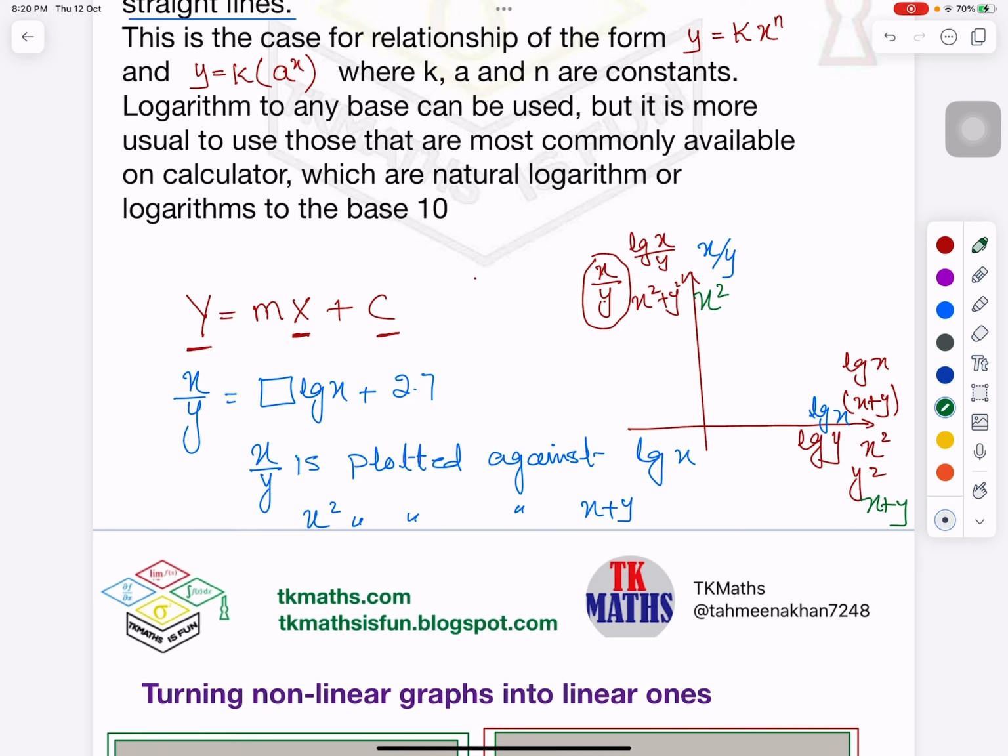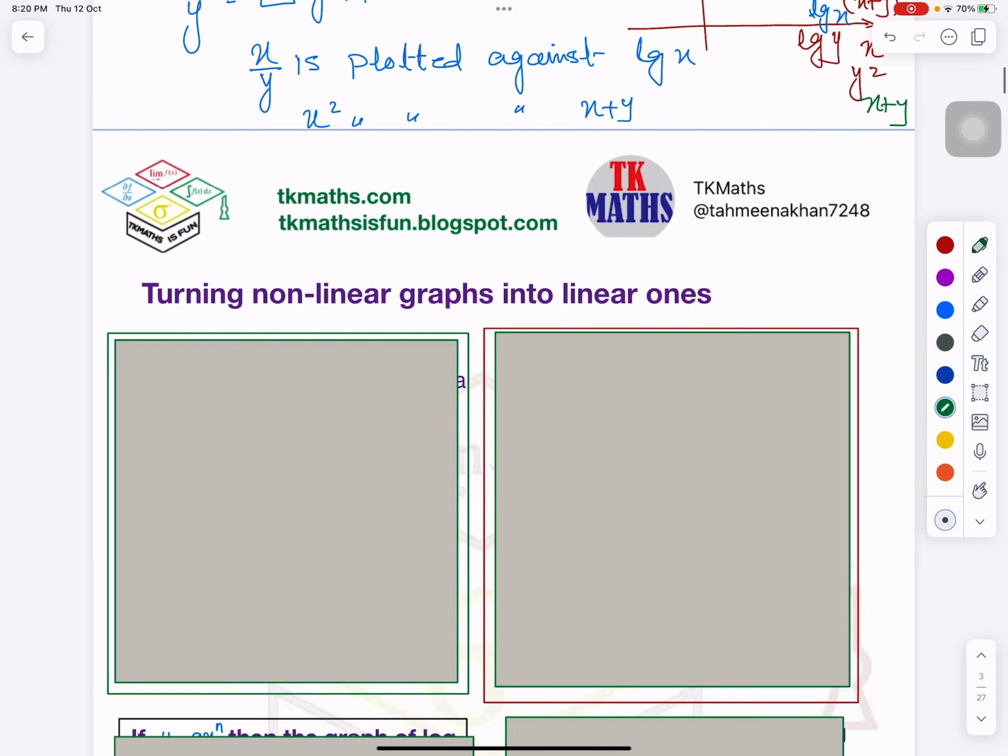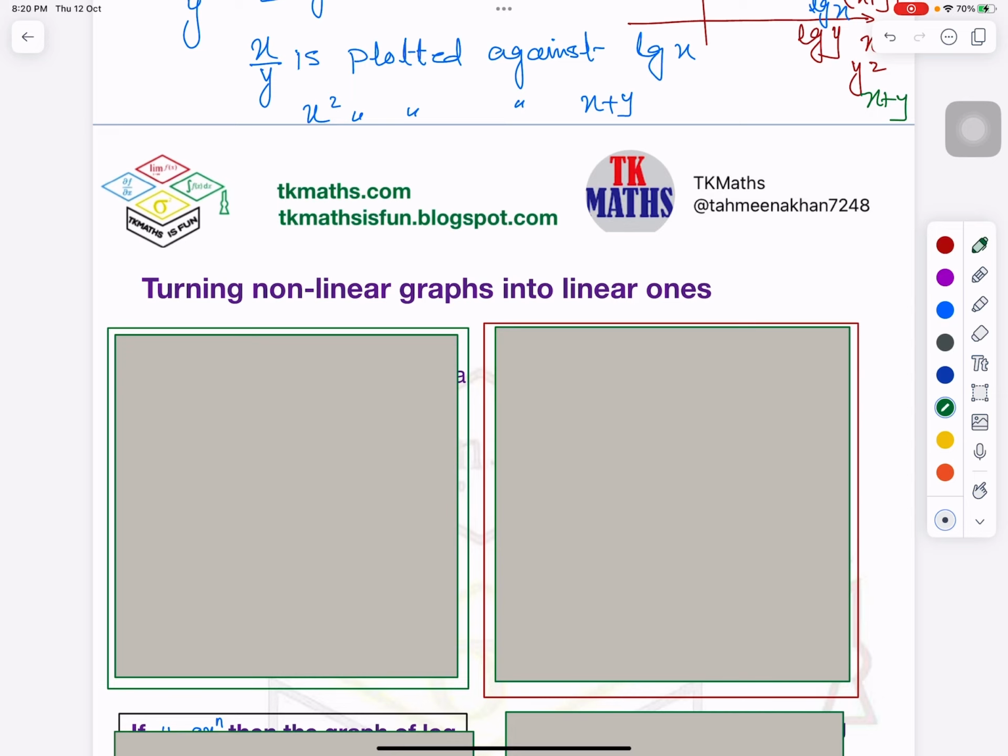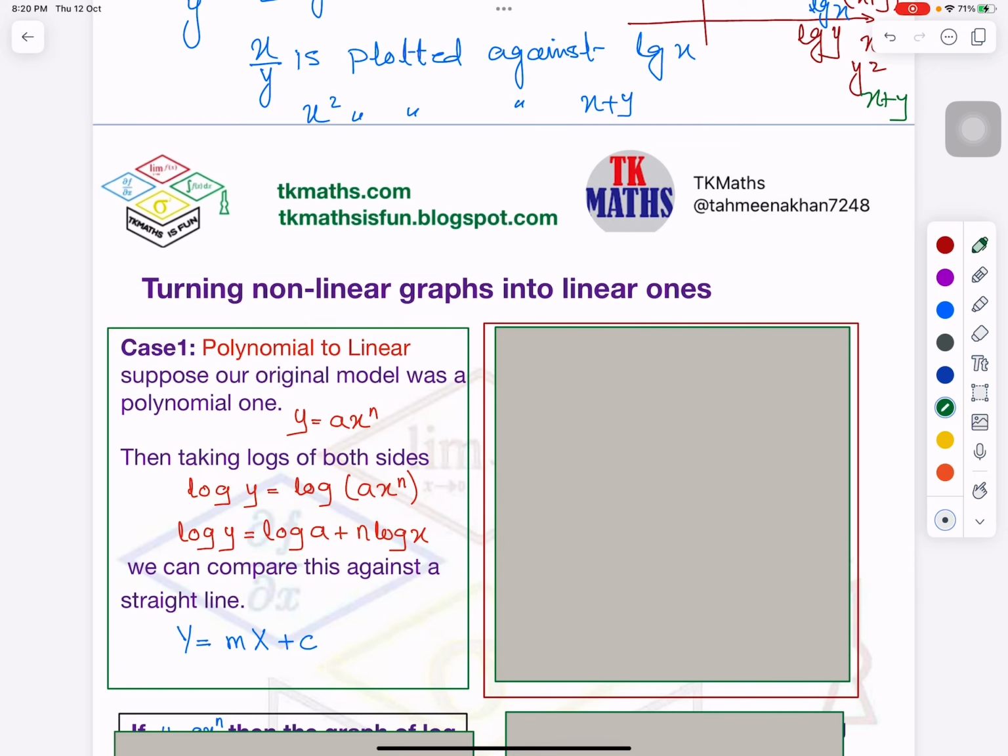Now we have to see how to change any non-linear equation into linear form. First, I am showing you two solved examples which I have written, and then I will solve one or two equations in front of you. This is video 1. I will make 2-3 videos in which I will take different examples.